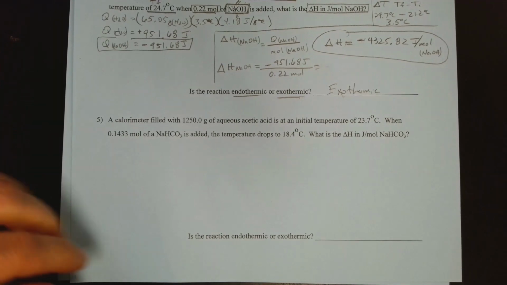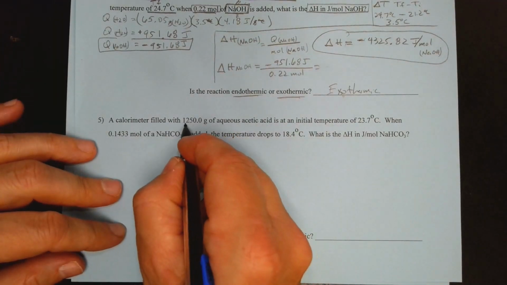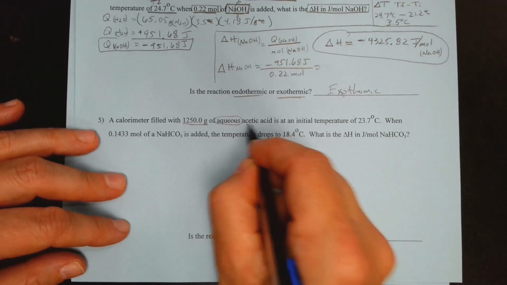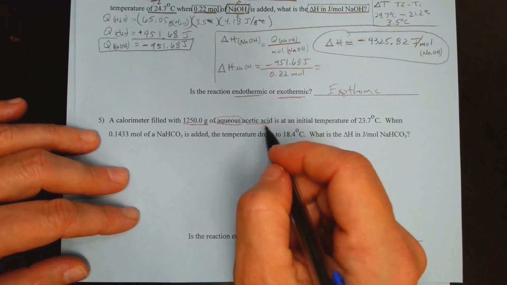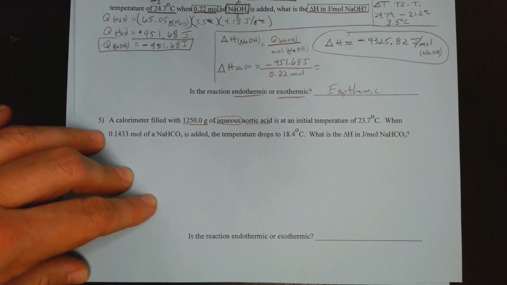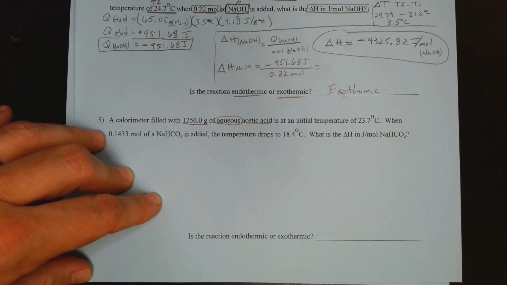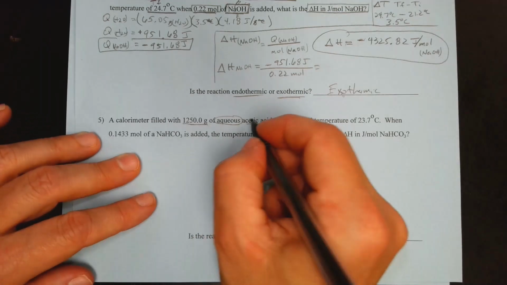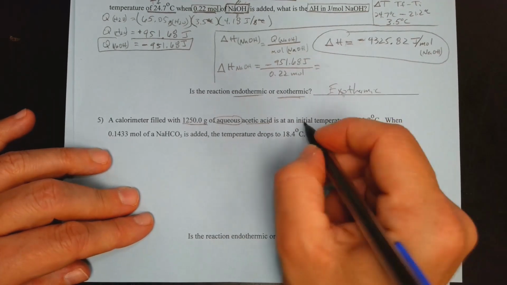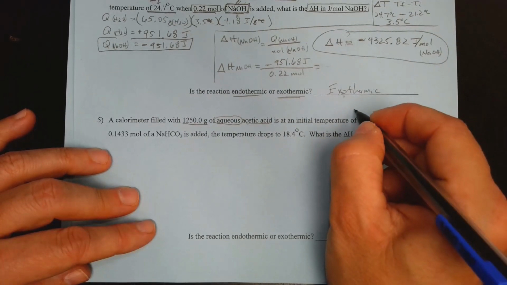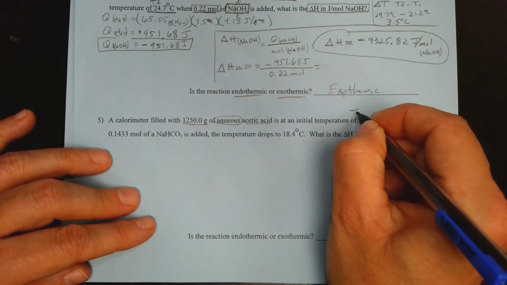All right, last one. We have a calorimeter filled with 1,250.0 grams of aqueous, that's an important word, acetic acid. I can't remember the formula for acetic acid, but we'll just go with acetic acid for right now, at an initial temperature of 23.7 degrees Celsius. That's going to be my TI right there.